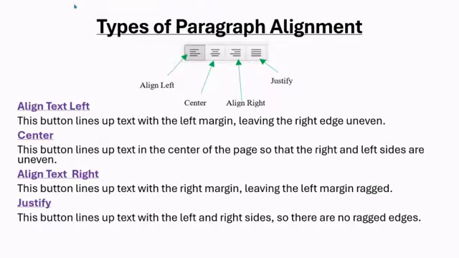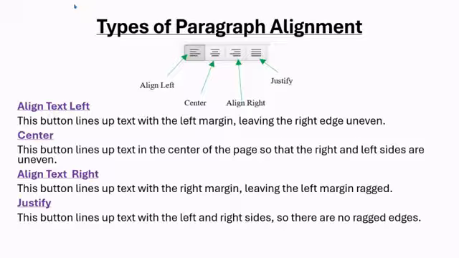Align text left lines up the text with the left margin, leaving the right edge or right margin uneven. Every line going down on the left is even, while those on the right are uneven. With the center alignment, this button lines up text in the middle of the page, and the right and left sides are both uneven.